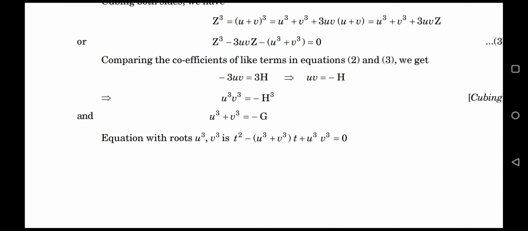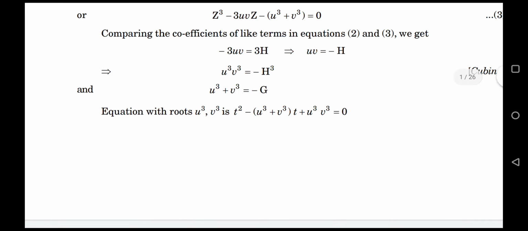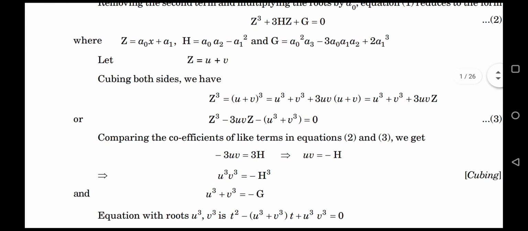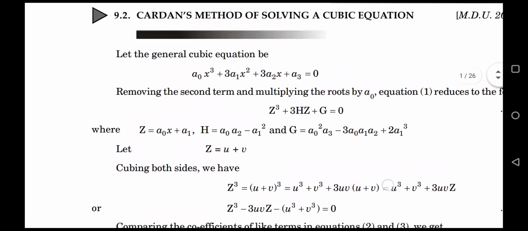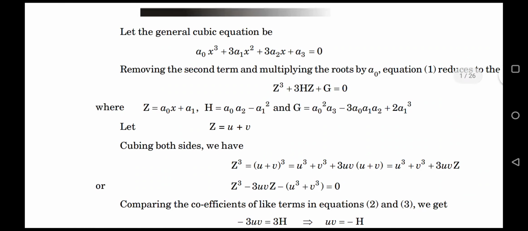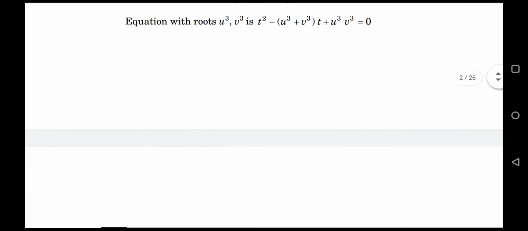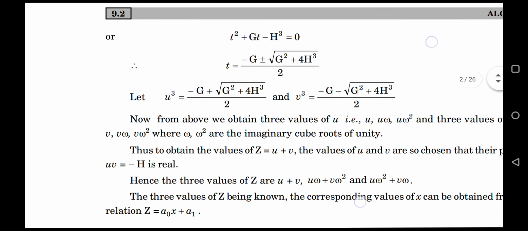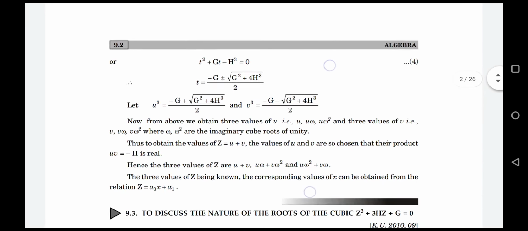From here we can easily find the value of u cube and v cube, that is value of u and v. Then by getting value of u and v, we get value of z. Then in reverse, we get value of x. In this way we can solve the given cubic equation.